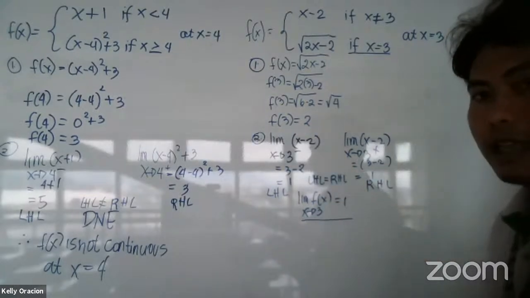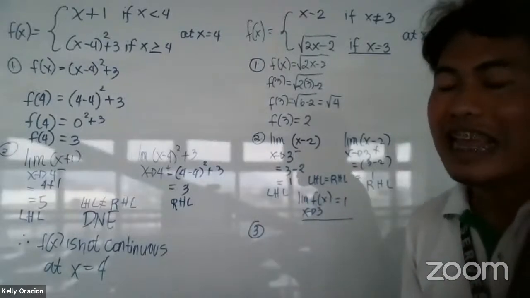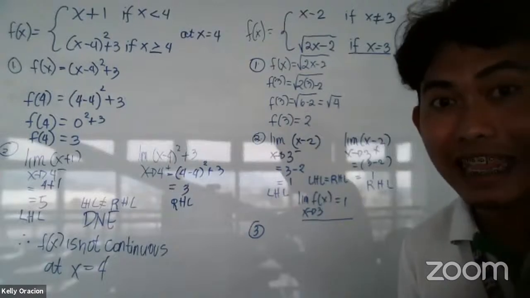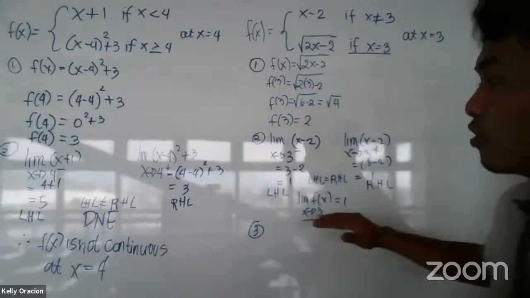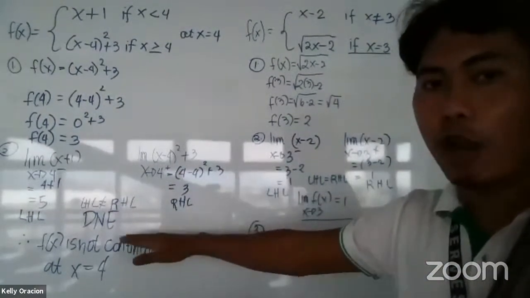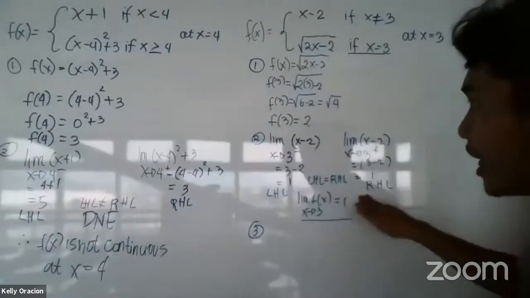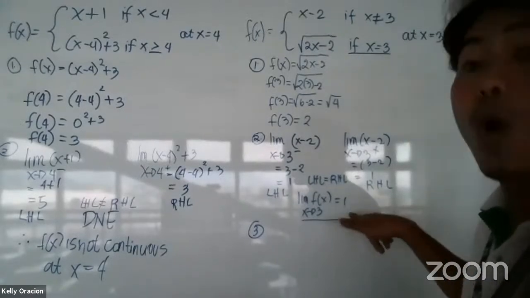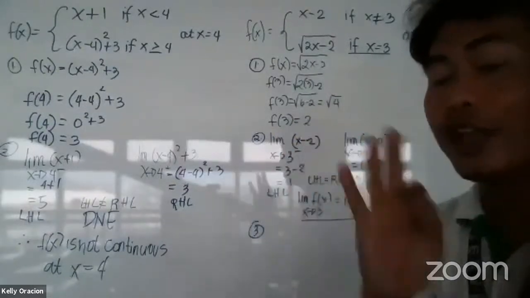Yes, class, we can still proceed to step 3, because for the second condition, the limit exists. Unlike our previous example, D and E. However, in our example now, the limit exists and the limit is 1. So we can proceed to our third condition.